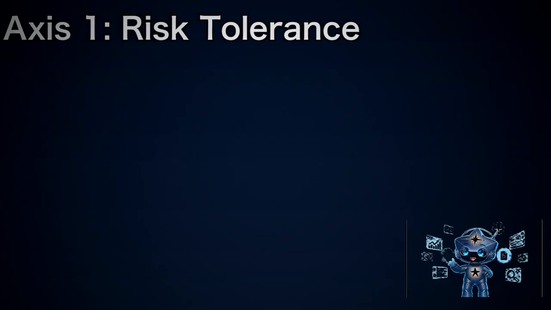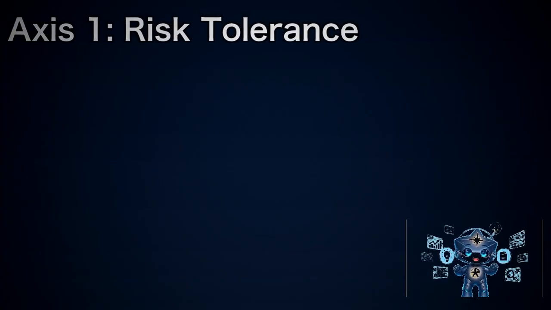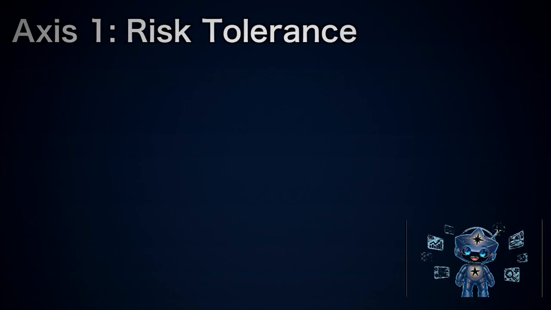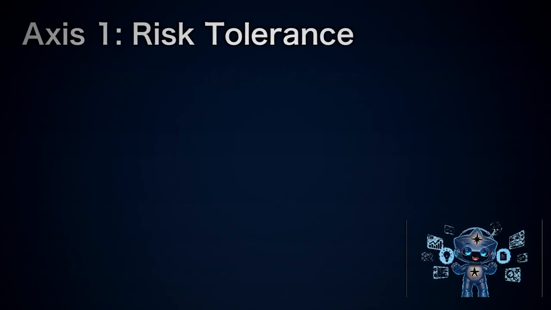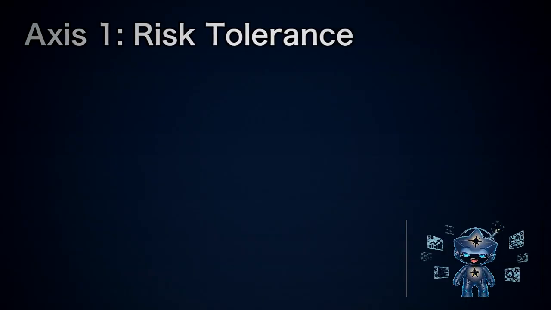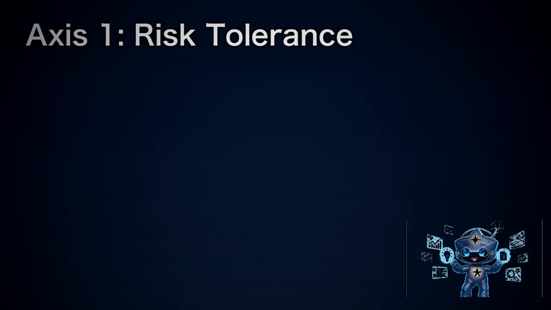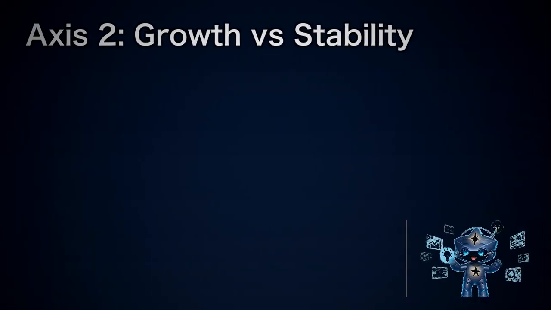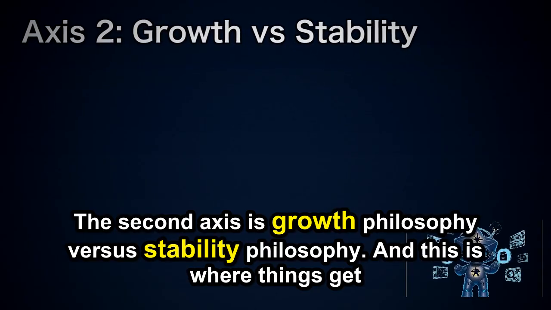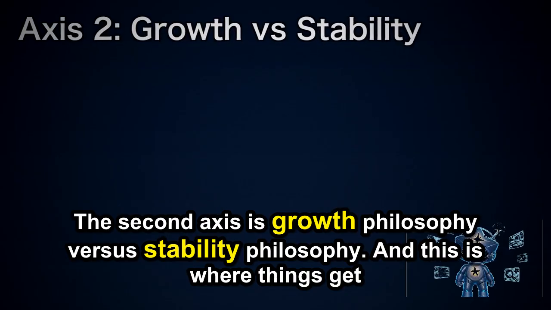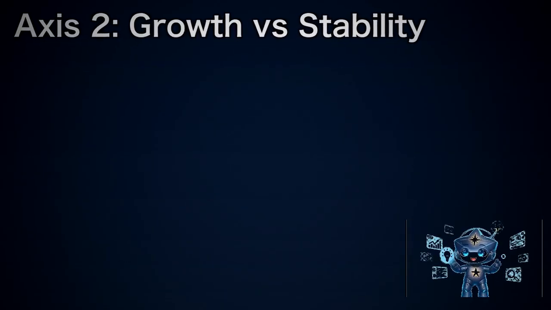Here's the axis. On the left, high risk tolerance and long time horizon. That's Nasdaq territory. On the right, lower risk tolerance or shorter time horizon. That's S&P territory. You don't get to choose based on which one has been winning lately. You choose based on what happens when it's losing. The second axis is growth philosophy versus stability philosophy.